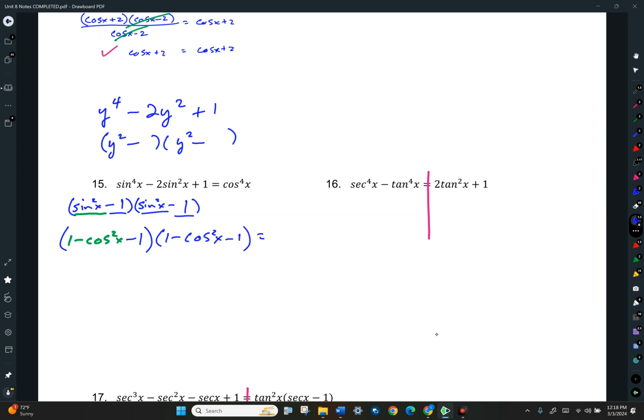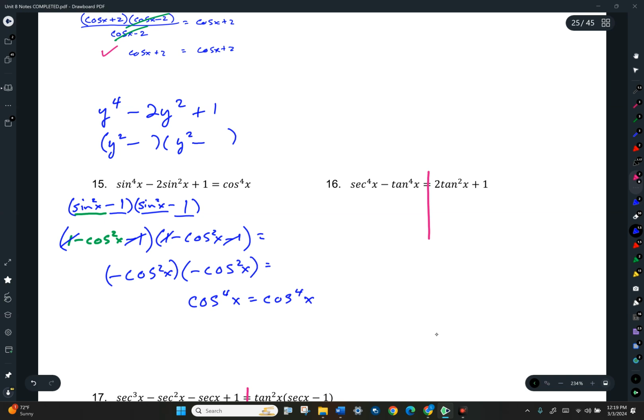And so now, when I start simplifying, positive 1 minus 1 cancels. Positive 1 minus 1 cancels. So what I have is negative cosine squared in the first parenthesis, negative cosine squared in the second parenthesis, and now when I multiply a negative times a negative, it equals a positive cosine to the 4th, and that's what we see on the right hand side. Now it works. But again, do you see I worked on the left side the whole time?